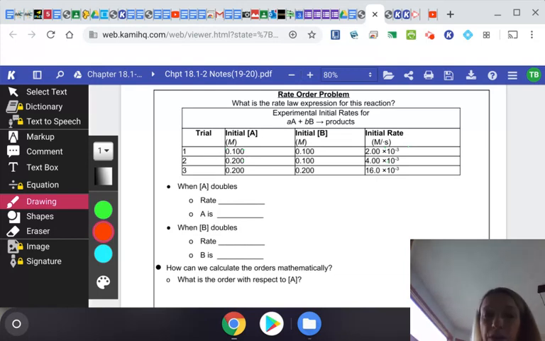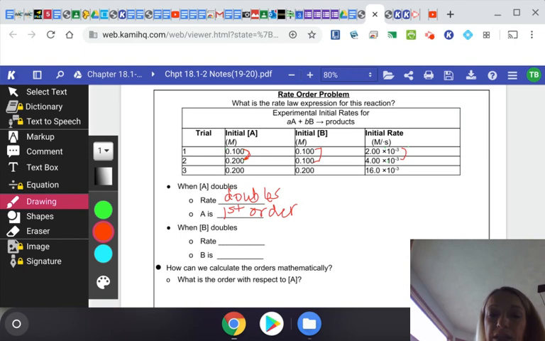So when the concentration of A doubles here, the only time that we can look at A is when B is constant. B is constant in trials 1 and 2. So we're going to look at the concentration of A in trials 1 and 2. Notice how it doubles. It goes from 0.1 to 0.2 there. When it doubles, the rate also doubles. And because that rate also doubles, that means it is going to be first order with respect to A there.